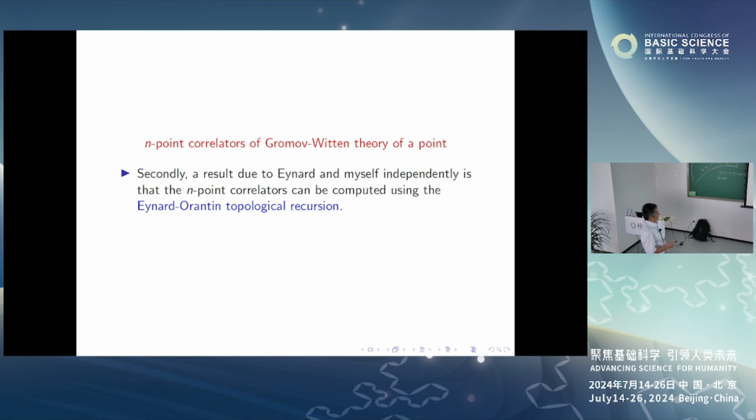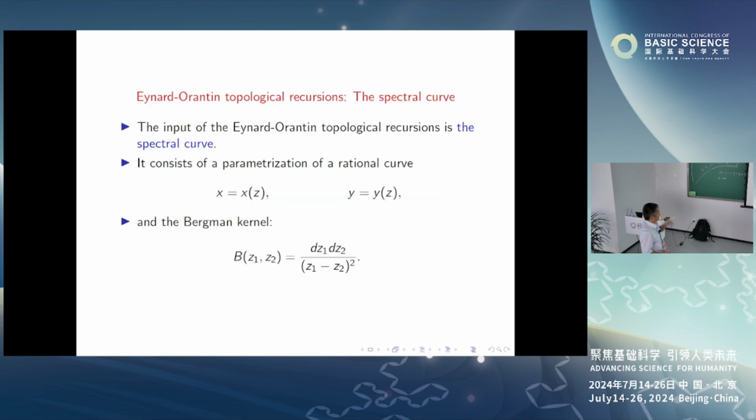Secondly, we can use Eynard-Orantin topological recursion. It just says the endpoint function can be computed using the Eynard-Orantin topological recursion. So let me explain what that is. It depends on two inputs. The first input is a curve called a spectral curve. Usually it's a rational curve with some kind of parametrization, so it's X and Y.